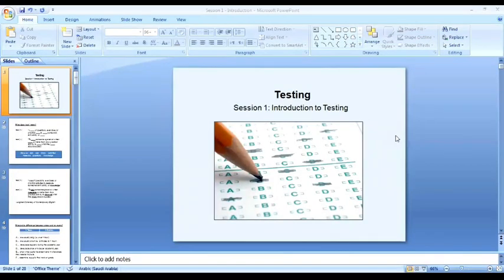Okay, in the name of Allah, the most merciful and most compassionate, today we are going to start our second semester, which speaks about testing and evaluation. So session one, this is the first lecture, an introduction to testing.